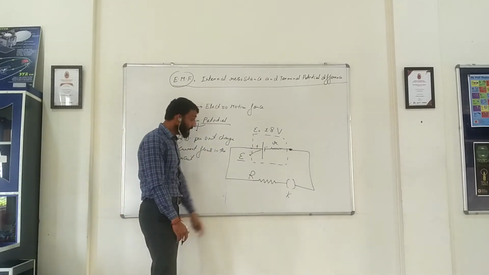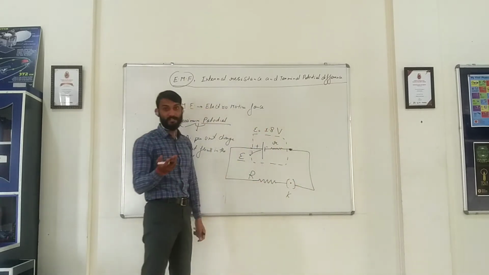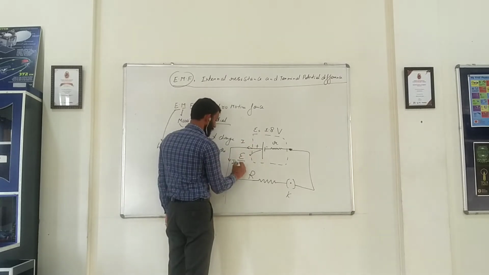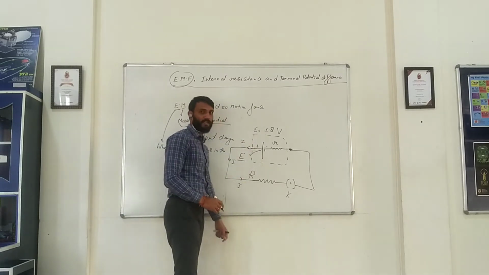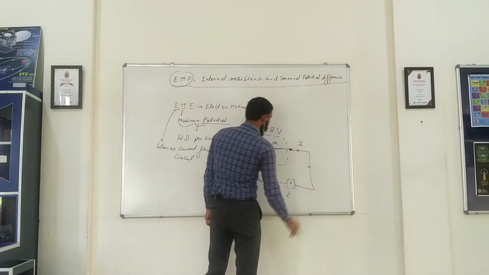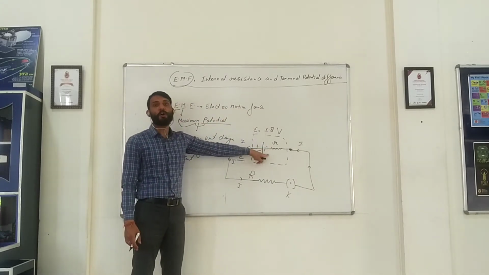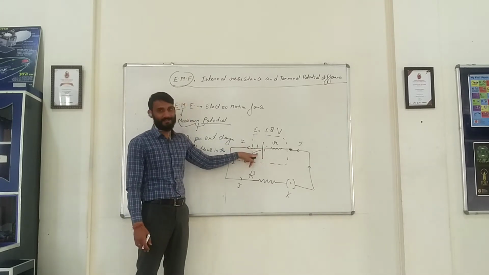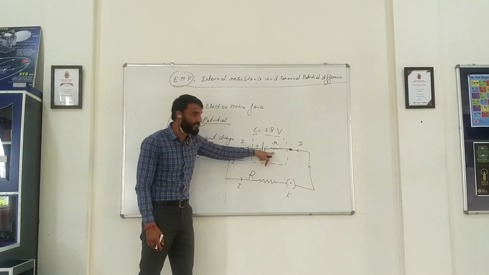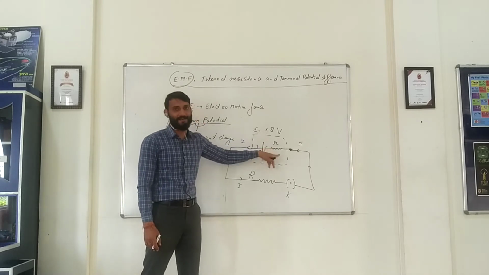Now guys, if I tap on the key, what is going to happen? Of course, the current will start flowing. Current will start from the positive terminal towards the negative terminal. The very first resistance offered to the flow of current is by the cell itself, right?